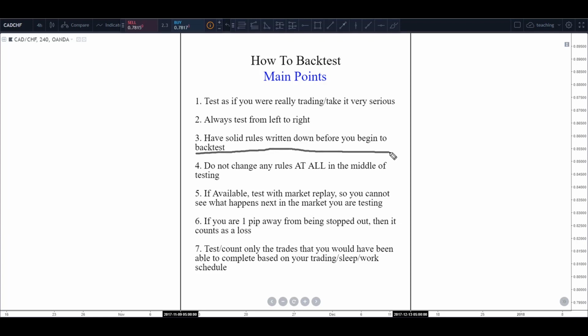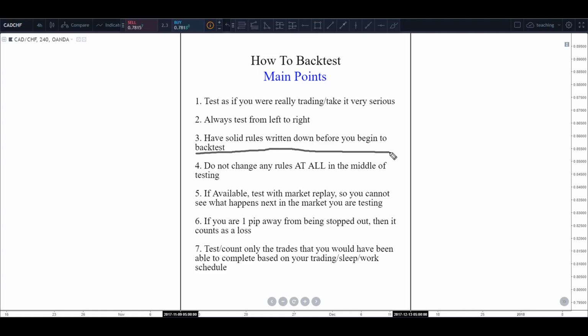Now, there is going to be a process before backtesting, if you're creating your own strategy, where you go through the market and you just kind of pick out trades and start to create rules. This is not backtesting. This is strategy creation. So during that process, it's not important to have a solid set of rules written down. I would take notes about things that work and didn't work.